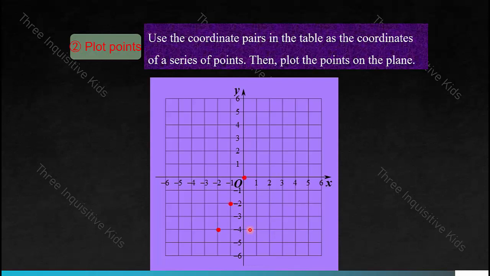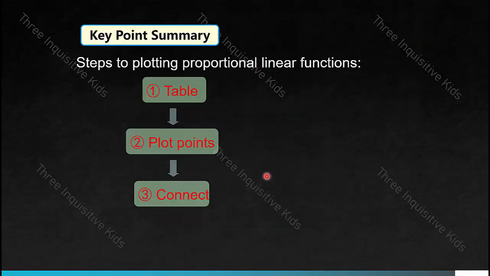So they're all along here. And then we connect. That's number 3. Connect, and this is the graph of that function. A lot of the time when we graph it, we usually write that relational expression next to this graph so we know what function we're talking about.